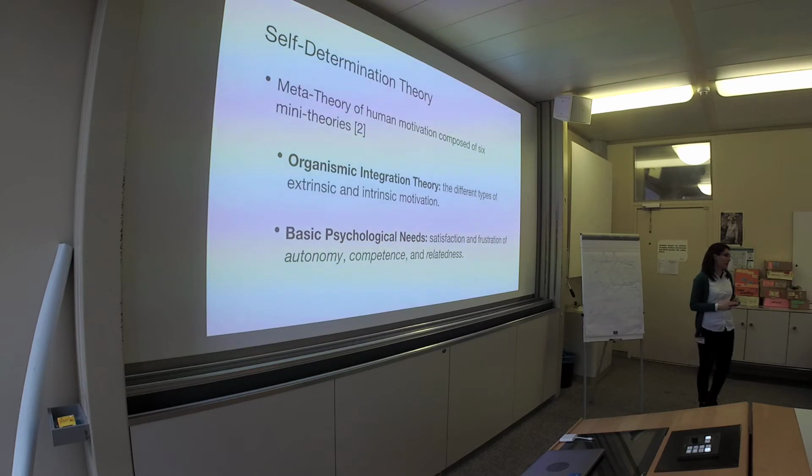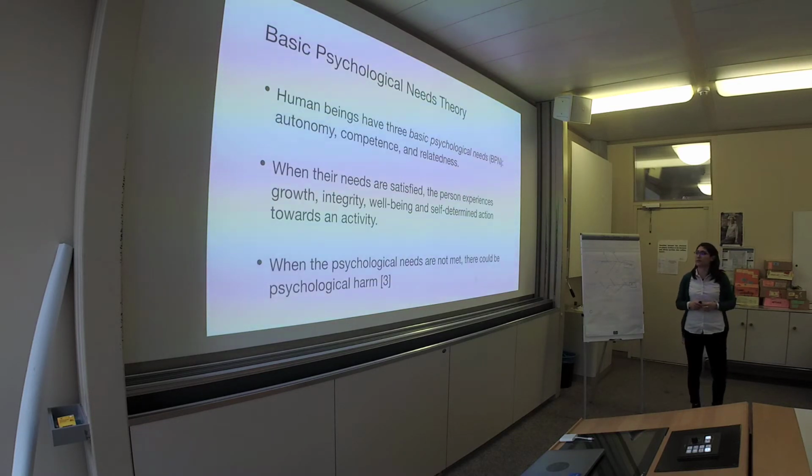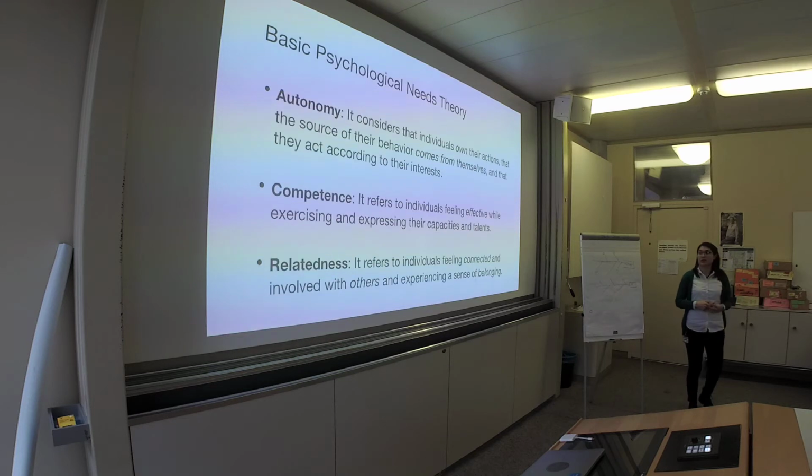The other mini-theory is the basic psychological needs theory, and this one is based on the fact that people have 3 basic psychological needs, which are autonomy, competence, and relatedness. This theory states that when these 3 needs are satisfied, then people reach growth, integrity, and well-being. When the psychological needs are not met, there could be psychological harm.